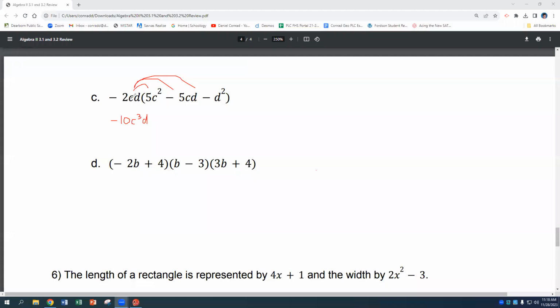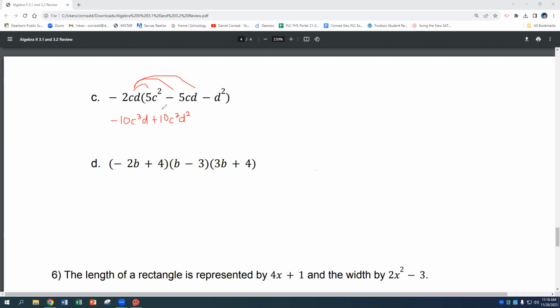All right, we distribute the next one now. We get negative 2 and 5, negative 5, that's going to be positive 10. C times c is going to be c squared. And d times d is going to be d squared. On the first one here, negative 2 times 5 was negative 10. C times c squared was c to the third. And then d is just left over.